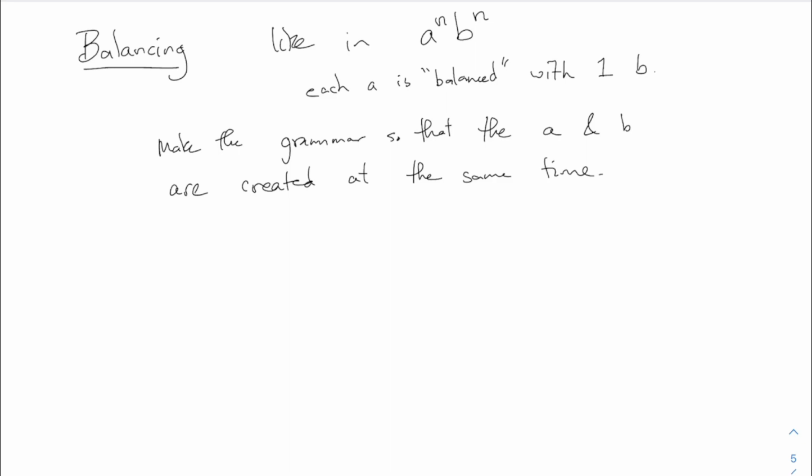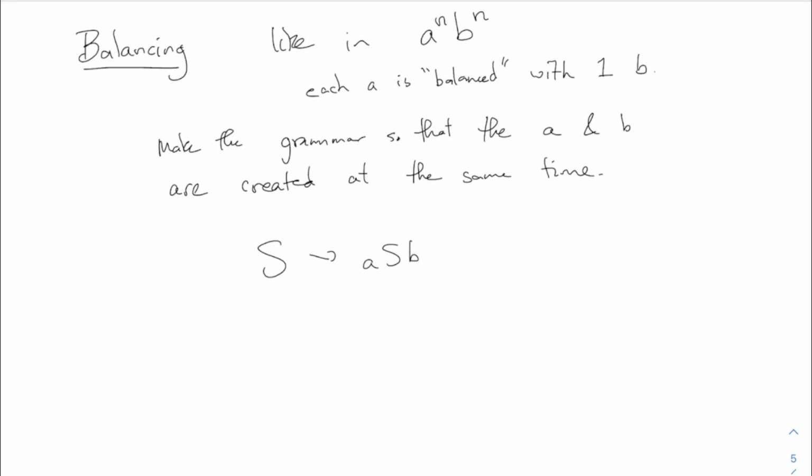This will ensure that there's always a B for every A. If you make it so that the A and the B are created in the same arrow of the grammar, in the same step, every time you produce an A, you produce a B at the same time. So what I mean by that is, it's like this. I make one step which creates the A at the same time as the B, all right?